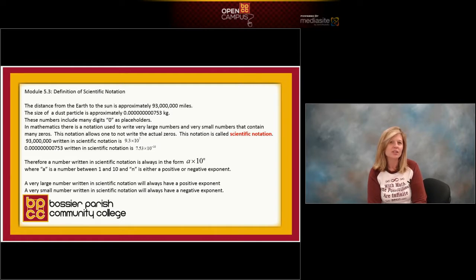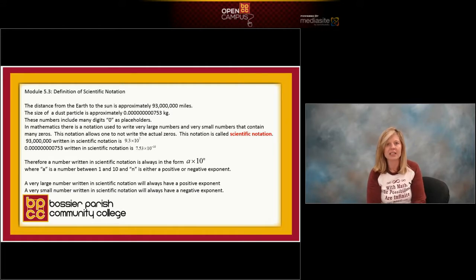Okay, think about some concepts. If you measure the distance from the Earth to the Sun, that distance is approximately 93 million miles away. If you were in a class and you were measuring the size of a dust particle, that's so small that you can't even see it with the naked eye. So that wouldn't be a very large number, that would be a very small number. And the size of a dust particle is approximately 0.00000000753 kilograms. Very small number.